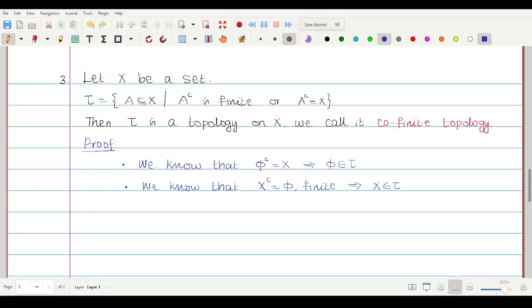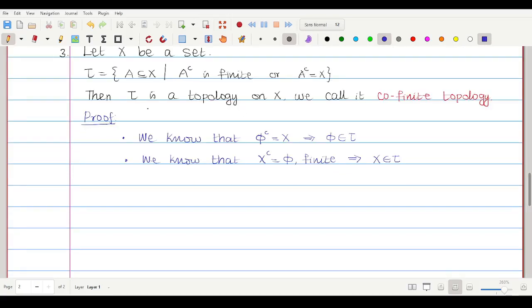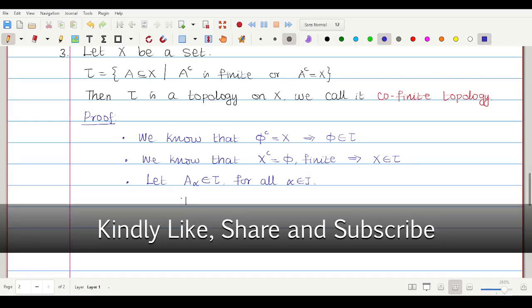Okay, now we need to show that arbitrary union இது உள்ள இருக்குன்னு சொல்ல போறேன். Number 1, அடுத்த property. Okay, so let A alpha be a collection belonging to tau for all alpha belonging to some index set J. ஏதோ ஒரு index setல நான் எடுத்துக்கிட்டேன். இப்போ நான் என்ன ப்ரூஃப் பண்ண போறேன்? To prove the union of all A alpha belongs to tau அப்படின்னு நான் சொல்ல போறேன்.